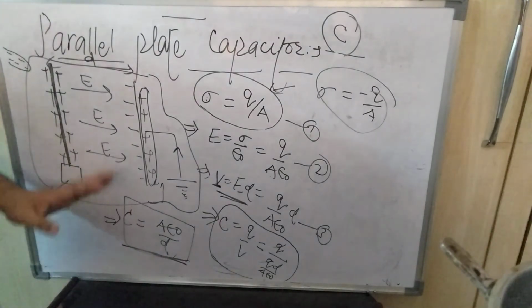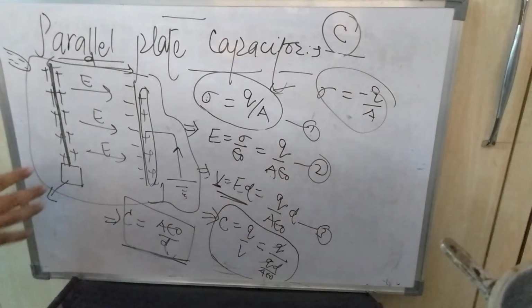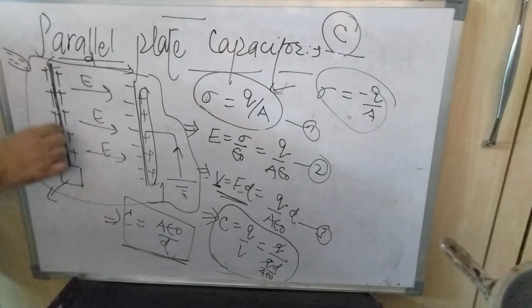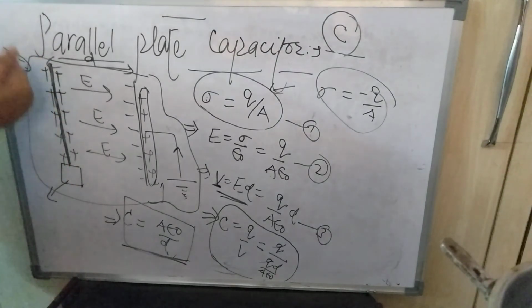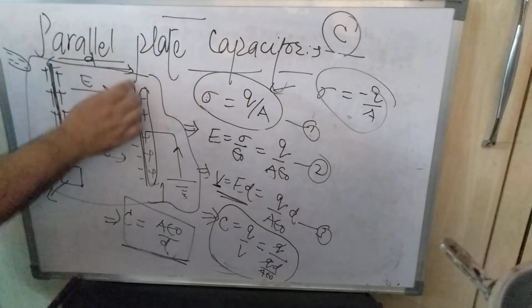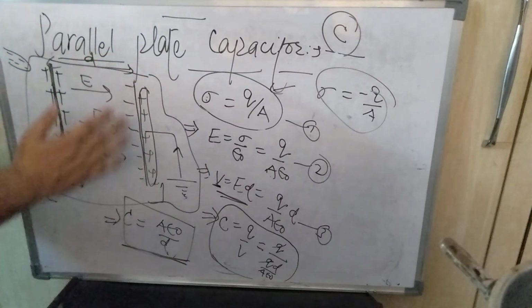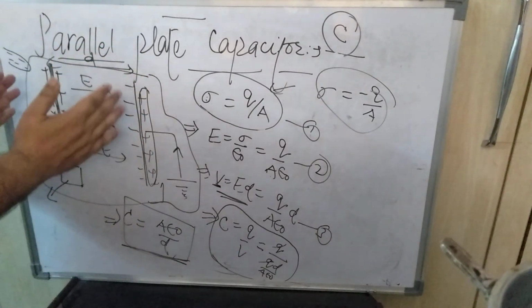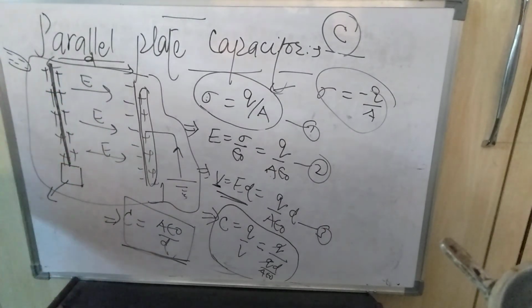First you have to remember how much charge has to be given to the first plate; a similar amount of charge will be shifted onto the secondary plate. That is the foremost condition which you have to remember in this formulation.